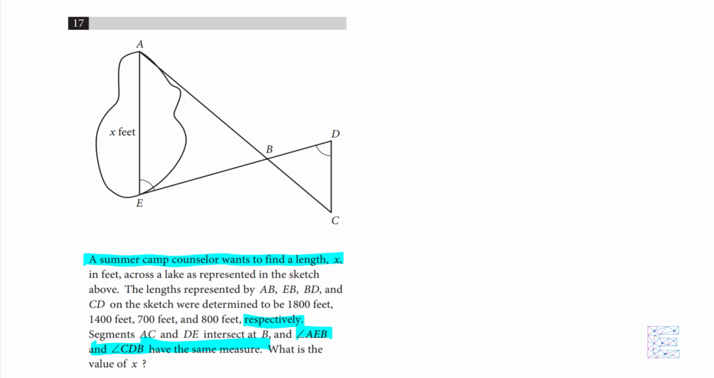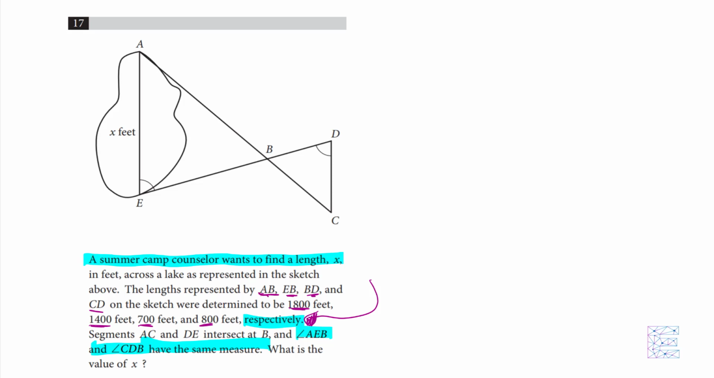So there's a little bit of information here to unpack, but the key thing that I think you ought to pay close attention to is the keyword respectively. And what that means is, in whichever order things were mentioned here, like AB, EB, BD, and CD in that order, the numbers also are in that same exact order. So that means AB goes with 1800, EB goes with 1400, so on and so forth.